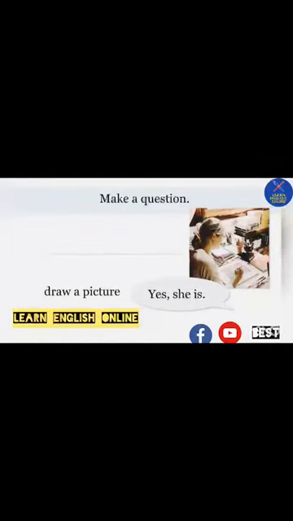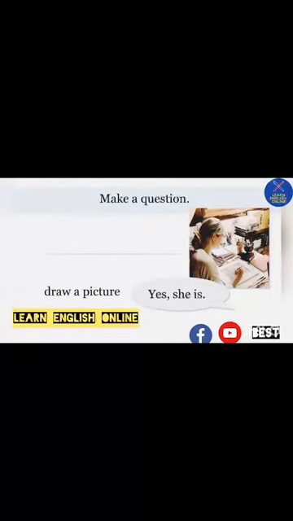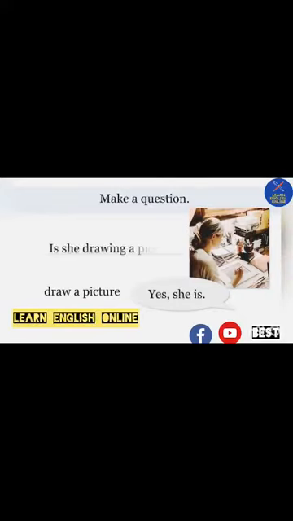Try again. This time, draw a picture. Draw is the verb. And yes, she is the answer, so you know she is the subject. Is she drawing a picture? Yes, she is.